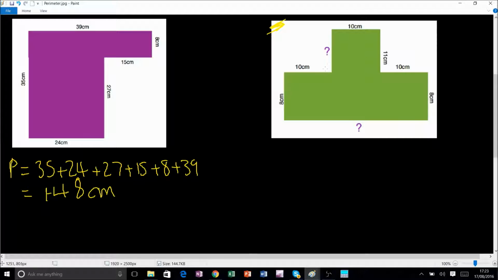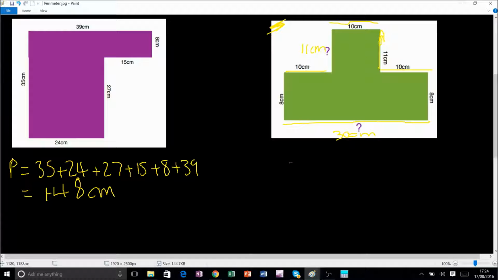So let's start by finding the missing sides. We know that this is 11 here, this is 11 here, and we can obviously see that this length is going to be equal to that length as well. So this should also be equal to 11 centimeters. Now this total length down here, what's that going to be? Well, let's think about it. This length here is 10 centimeters, this length here again is 10 centimeters, and this length here is 10 centimeters. So 10 plus 10 plus 10 is going to give us 30 centimeters.